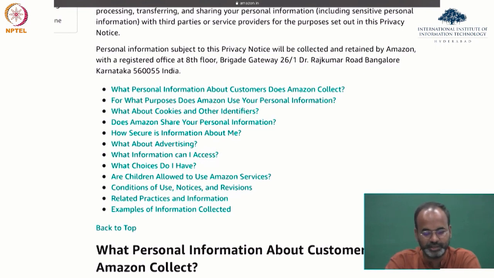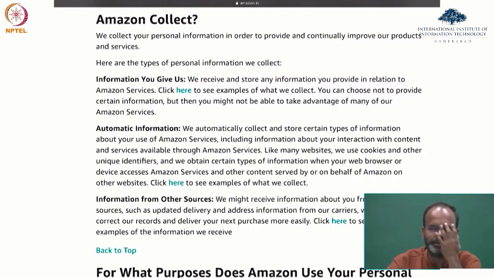Does Amazon share personal information? How secure is information about me? What about advertising? What information can I access? What choices do I have? Are children allowed to use Amazon services? Look, I think children is coming back again. Conditions of use, notice and revisions, related practices and information, examples of information collected. So again, the policy is very much in line with the kind of Twitter policy that we saw, right?